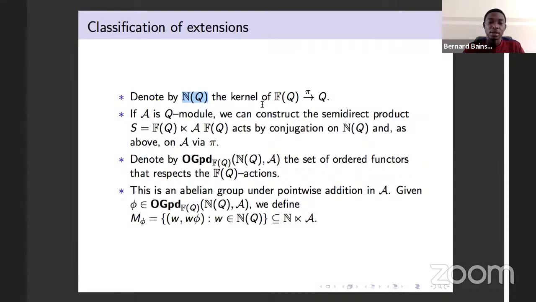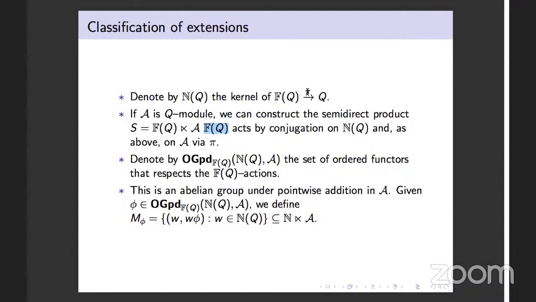So if you have a Q module A, then we can form the semi-direct product of FQ by A. So we can form the semi-direct product FQ cross A, because FQ will also act on A via pi.